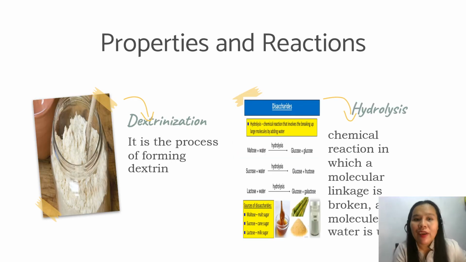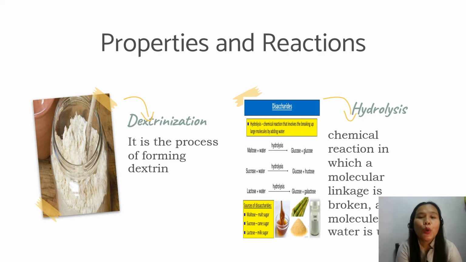Now, let's have dextrinization. The best example of this is when we are going to prepare brown sauce or gravy, where flour, an example of starch, is toasted first or pan-fried first without any fat or liquid content. When it becomes brown in color, the process is called dextrinization.